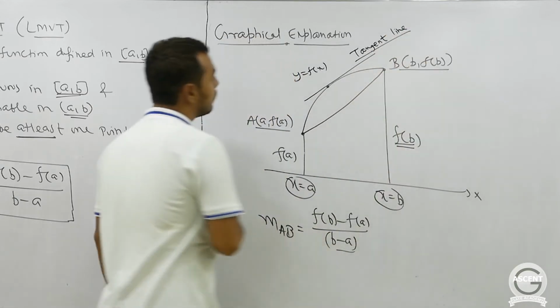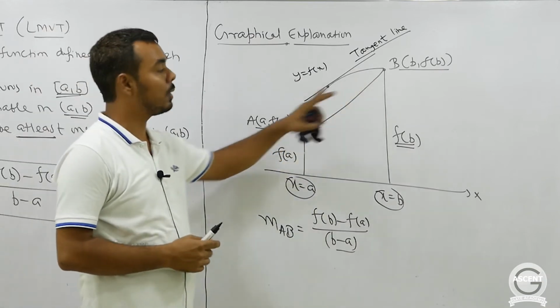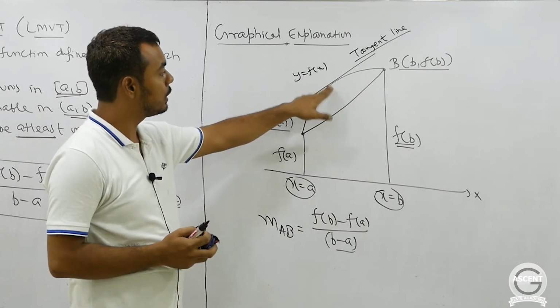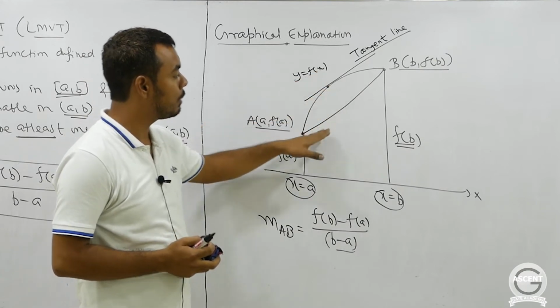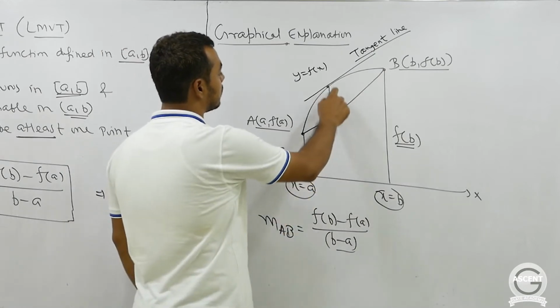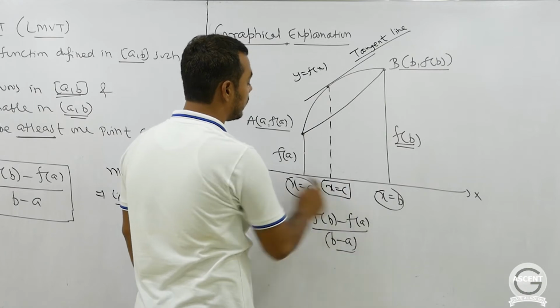So this is the meaning of Lagrange's mean value theorem: no matter which graph you draw, there will be at least one point where the tangent to the function at that point will be parallel to this chord AB. Okay, so this is your x equals c. This is the point where the tangent line is parallel to the chord.